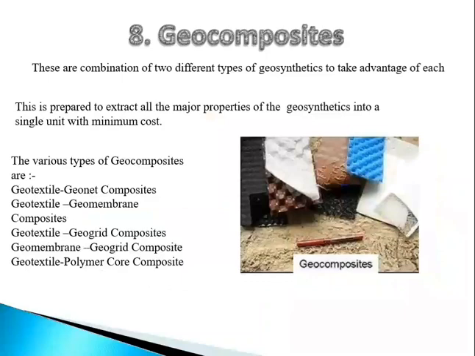Next one is geocomposites. These are a combination of two different types of geosynthetics to take advantage of each. This is prepared to combine all the major properties of the geosynthetics into a single unit with a minimum cost. The various types of geocomposites are geotextile and geonet composites, geotextile and geomembrane, geotextile and geogrid, geomembrane and geogrid, and geotextile and polymer core. So you can see all of that in the image.